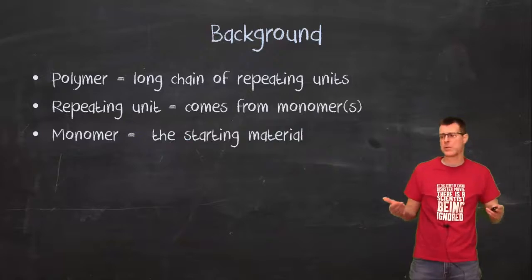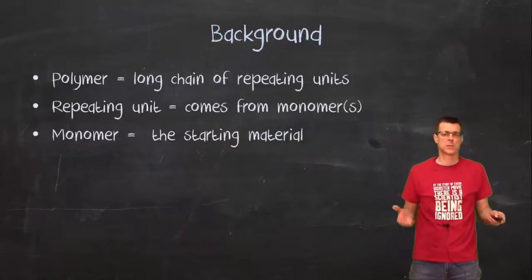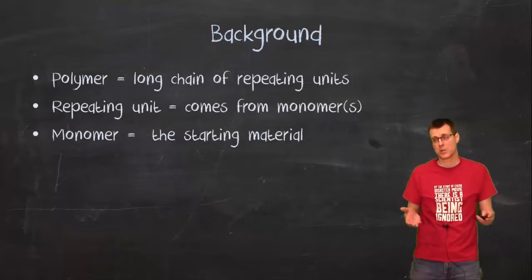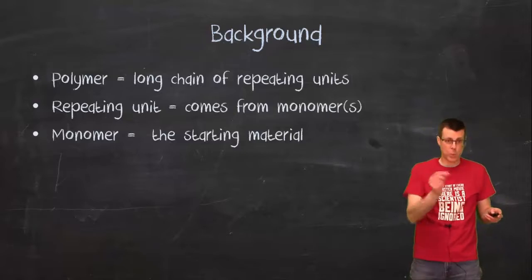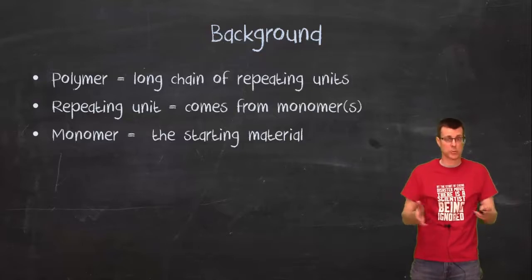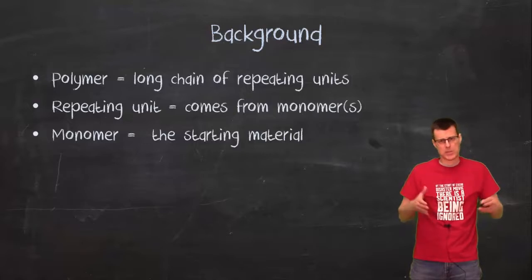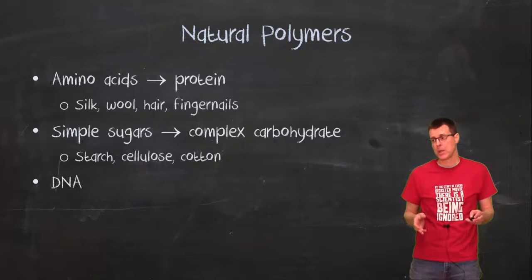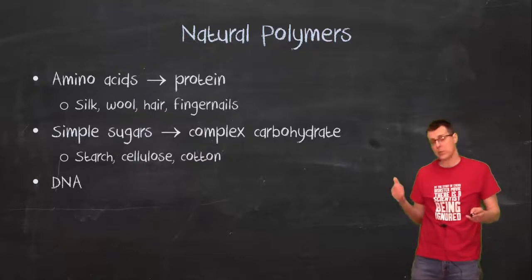And then a monomer, the other term that I used, is the starting material, and I should actually have that as a possible plural as well, because some polymers are made up of one monomer over and over and over, and other polymers are made up of two or more monomers. And so in some cases the repeating unit can be quite long, in some cases the repeating unit is really quite simple.